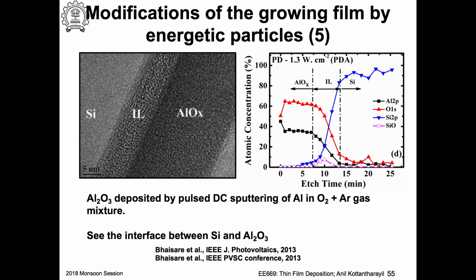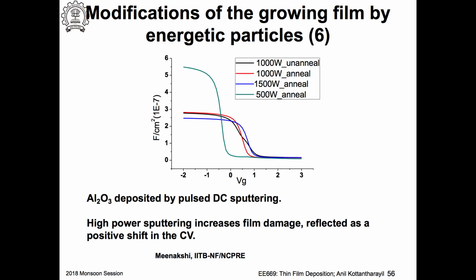So, in ALD, you will find maybe 1.2 nanometers of this interfacial layer. But here it is much thicker because you are using a plasma sputtering process. So there is actually also a sputtering on the substrate surface, mixing the deposited aluminum oxide with the silicon surface. Now, another thing is if you use different power values for sputtering. So this is actually the capacitance voltage characteristics of MOS capacitors.